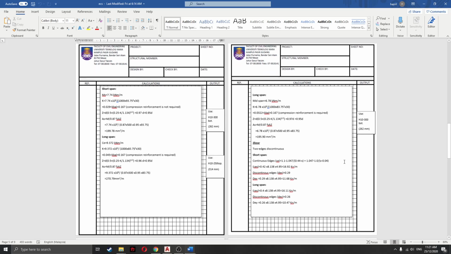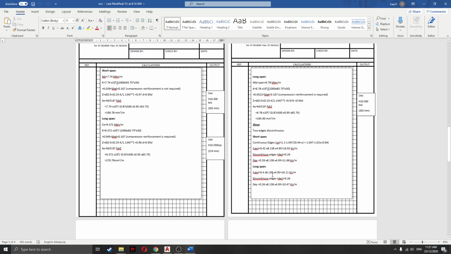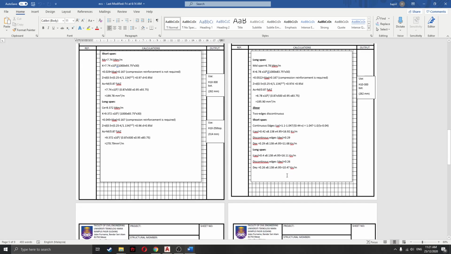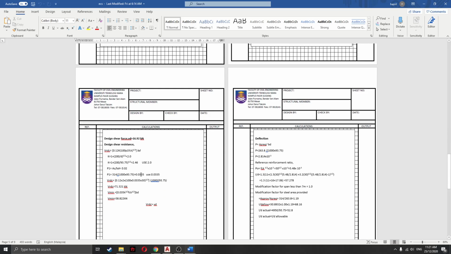So 262 millimeter. Shear is two adjacent discontinuous. I get CEX 16.92, DEX 11.68, CEY 16.11, DEY 10.47. So we need to design shear for VED 16.92, VRDC is bigger than VED, bigger than VMIN.